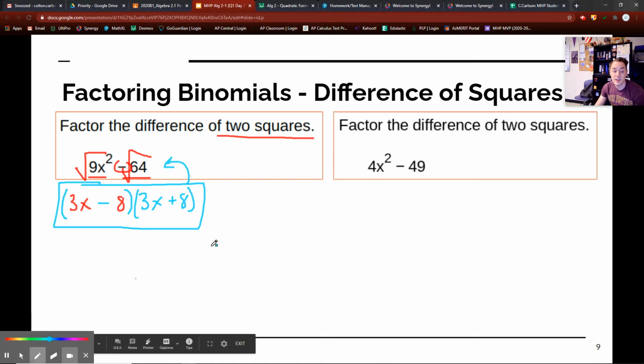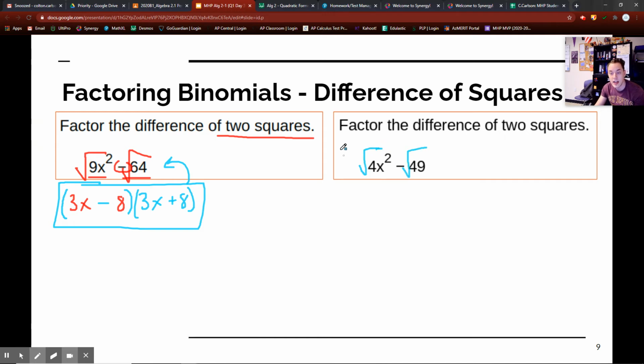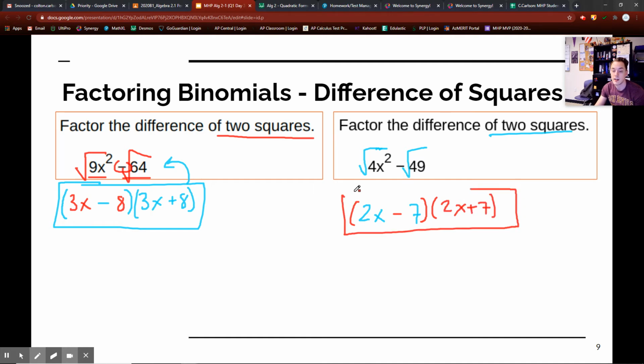The next one is very, very similar. These both need to be square rooted. I know that it's a difference of two squares and a perfect square if I can square root. So the square root of 4 is 2. Square root of x squared is x. 49 is 7. When I do this, that means this must get a minus, and then I just tag on the 2x plus 7 here. And this is my difference of two squares. Trust the math. This is a very trustworthy lesson. You need to trust the math on this.